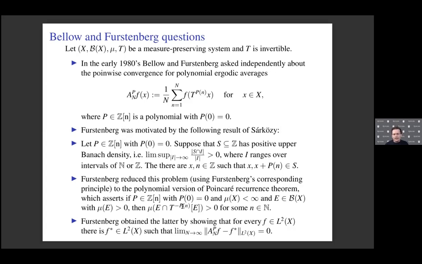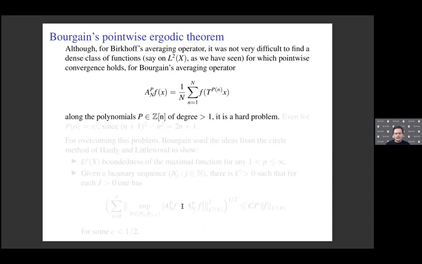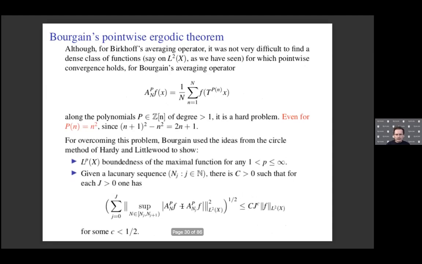But at the time, the question about the pointwise convergence was open until the paper of Bourgain, and Bourgain was able to resolve this problem, and he was able to establish the pointwise convergence for the averaging operators along the polynomials. And although for Birkhoff's averaging operator it was not difficult to find a dense class of functions, as we have seen, for instance on L2, for which we have pointwise convergence, for this kind of operators it's a much harder problem. And even for the squares, it's not easy.